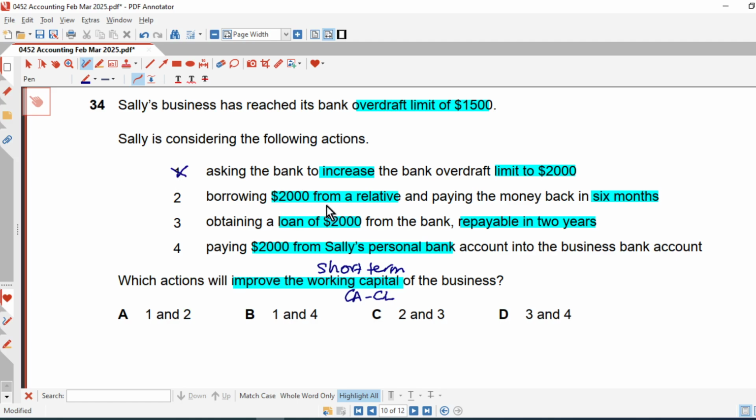Now, borrowing 2,000 from a relative, that could not be more wrong, okay? Never borrow money from a relative. So, payable in 6 months. Again, it's a short term, so not a good sign because current liability is going to go up. Now, borrowing a loan from the bank payable in 2 years. This is stretching on to a longer term. This is a smarter option, right? 2,000 from your personal bank account. So, introducing capital. Try not to affect the liabilities. Very good. So 3 and 4 would be the correct answer.